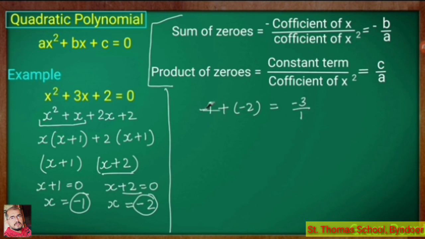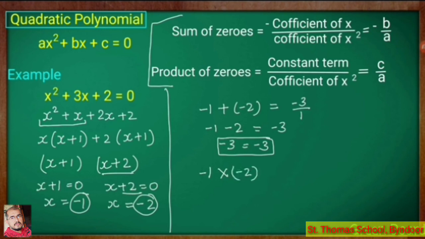Now we add the left hand side. Minus 1 plus minus 2 is minus 3, equals minus 3. So both sides are equal. Minus 3 equals minus 3. So the sum of the zeros is minus b by a, and the product of the zeros is c divided by a. It is verified with minus 3 equals minus 3. Alpha is minus 1 and beta is minus 2.